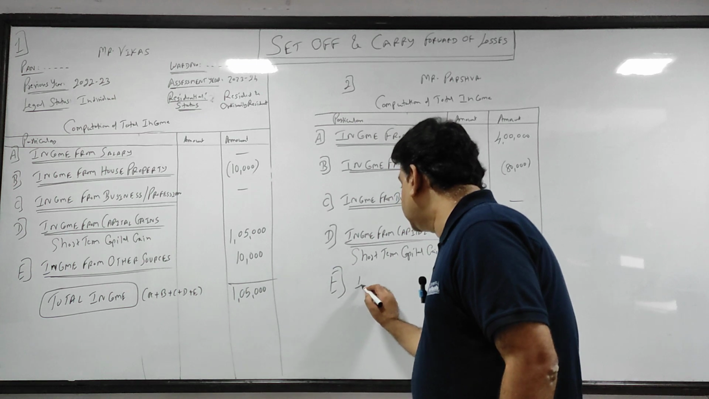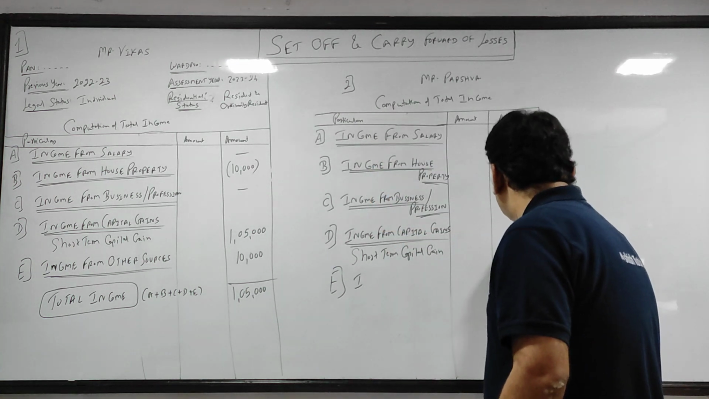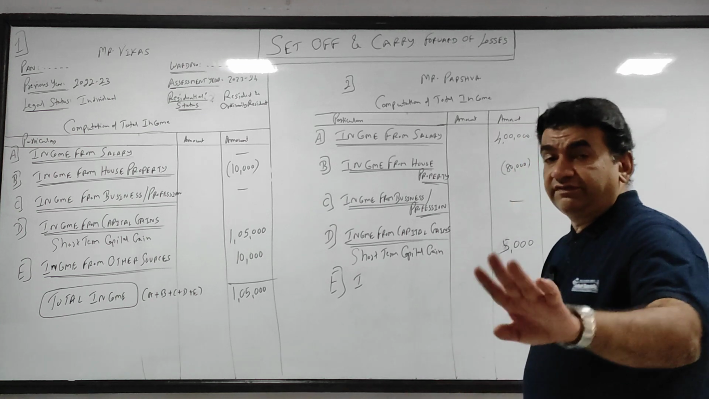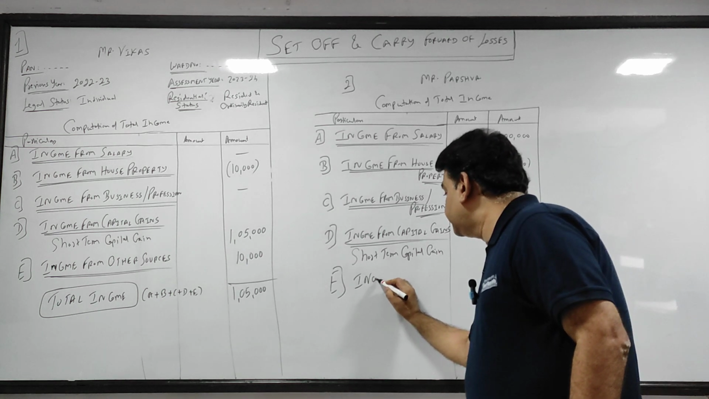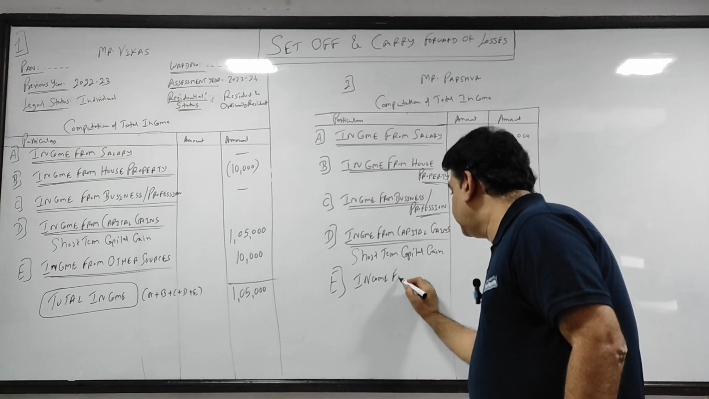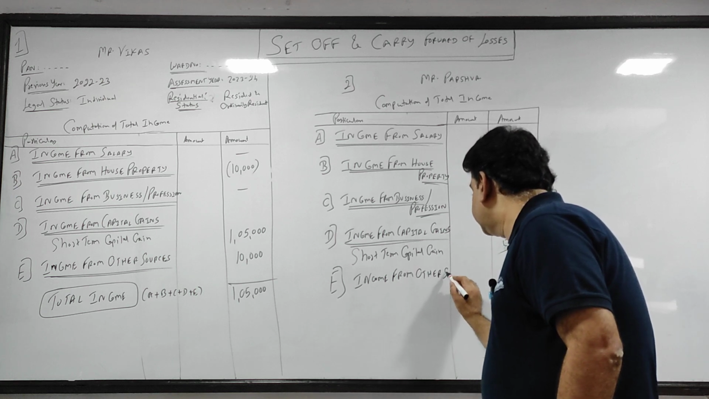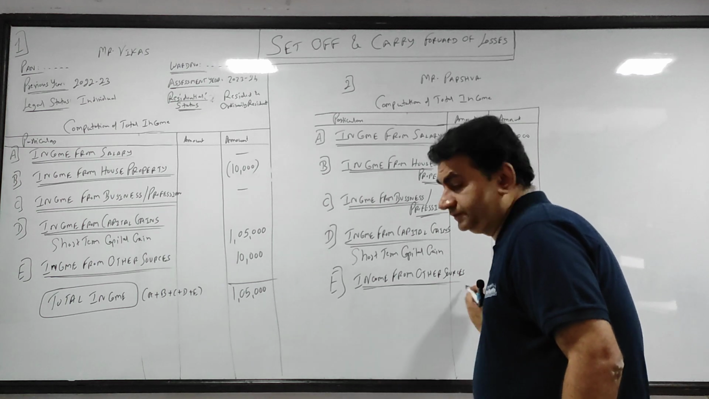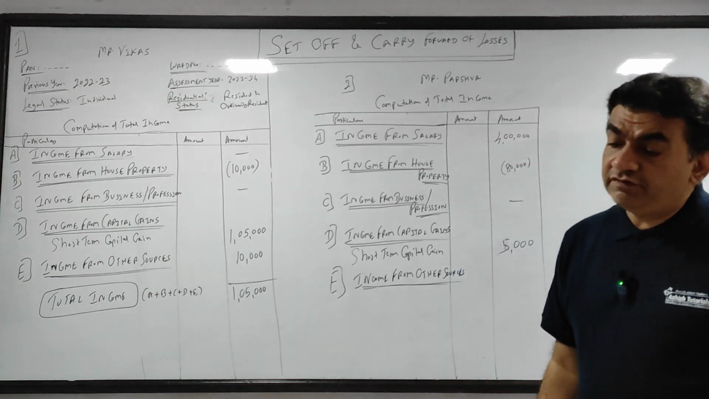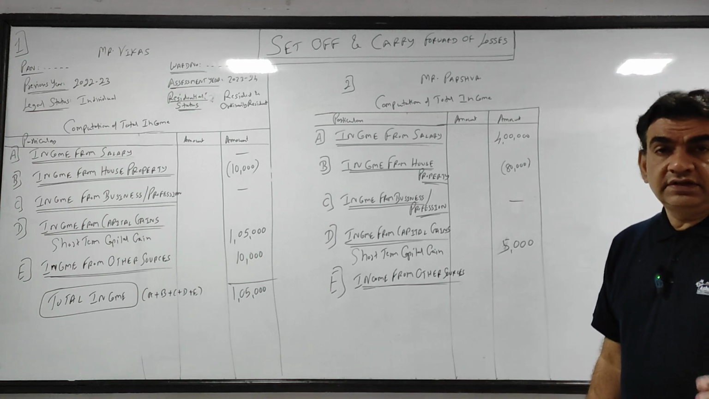And the last, 10, sorry, 5. Thoda I change the figures. Okay, and the last, income from other sources. कितना है? 40,000. Now see, it is positive.